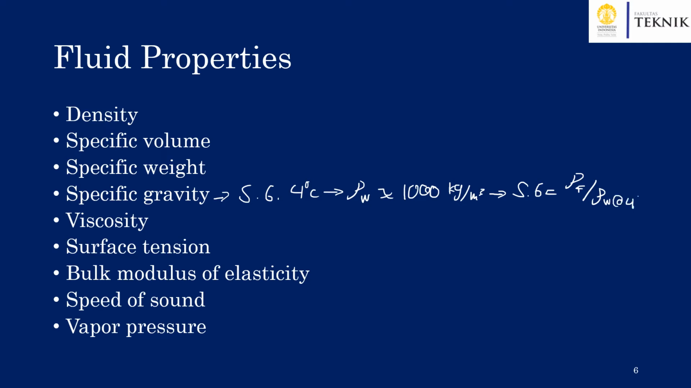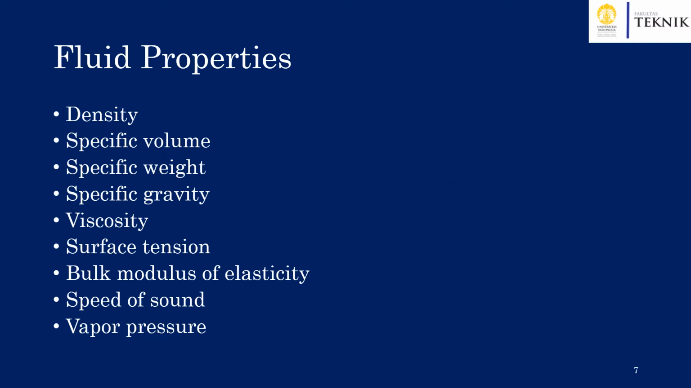at 4 degrees Celsius. Up to this point, now we know that these 4 quantities are related to one another. So if we know the density of any fluid, we can get the specific gravity of that fluid. Or if we want to know the specific volume of that fluid, we can get it from the density. Or we can get the specific weight of a fluid from the density of that fluid.